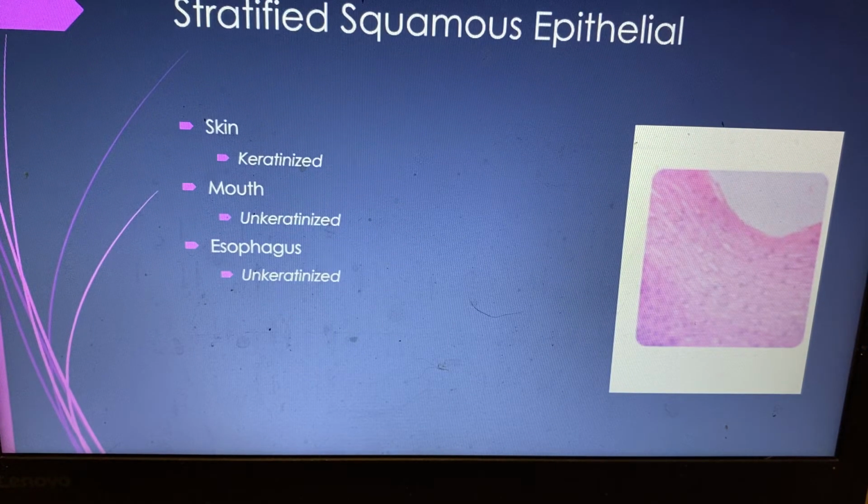Stratified squamous epithelial cells are flat with many layers. They are keratinized in the case of the skin or non-keratinized in the case of the esophagus and mouth. They function as a protection and to build structure. They're resistant to abrasion and other traumas.